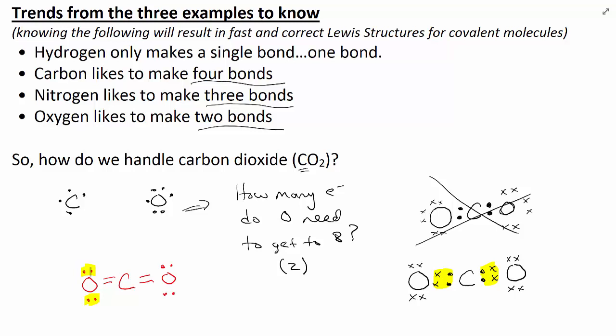So here's our beginnings to doing covalent molecules. We've now seen that there are things called single bonds, double bonds. This carbon dioxide has 2 double bonds, and there's also triple bonds out there. We'll talk more about that in another session.